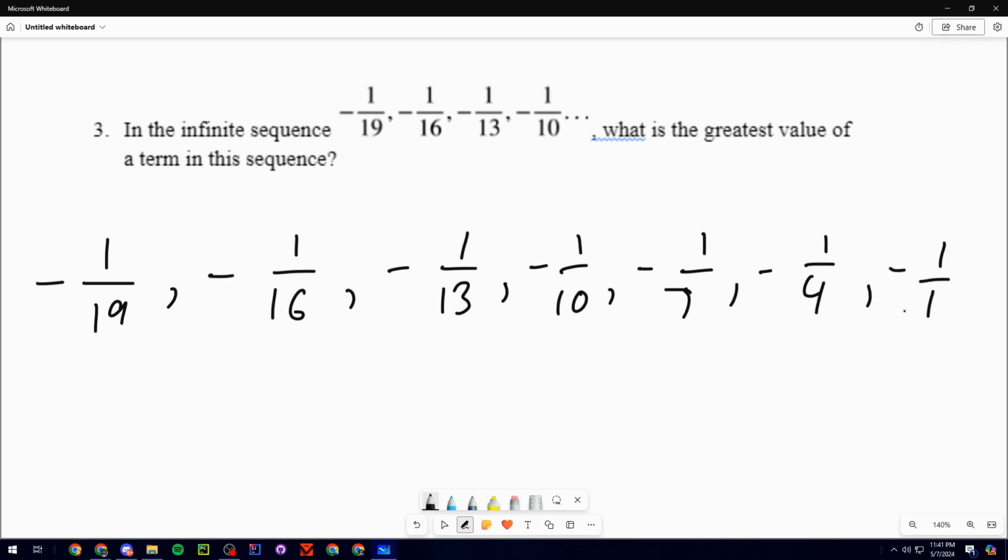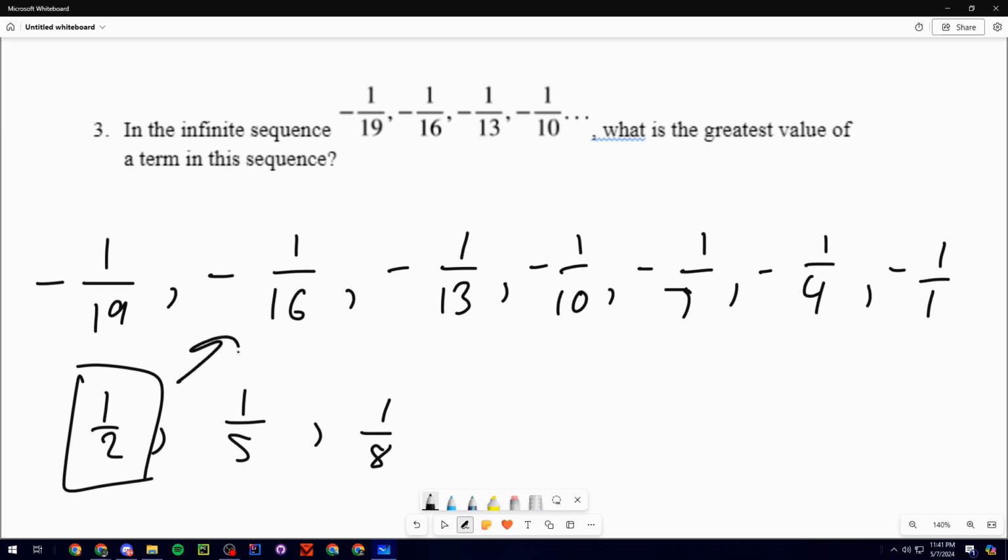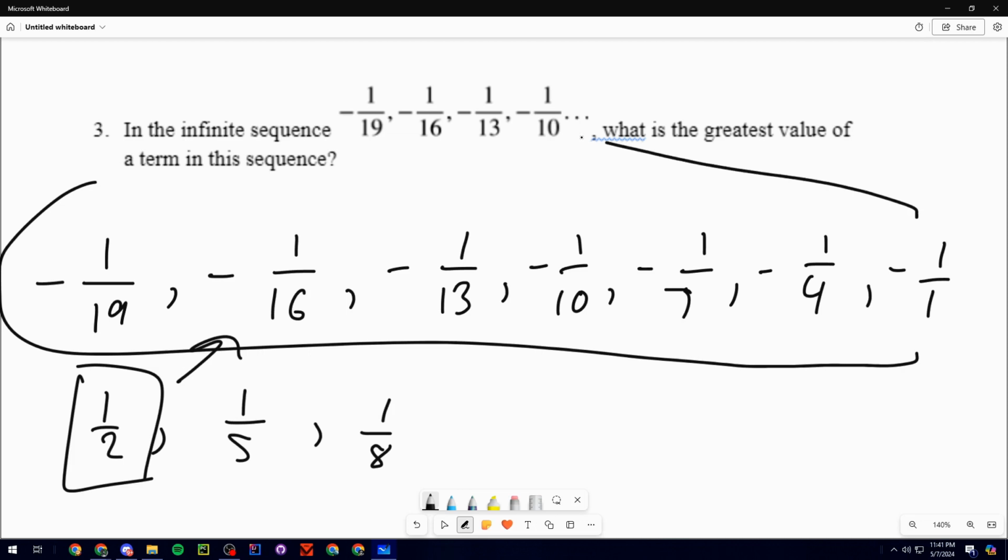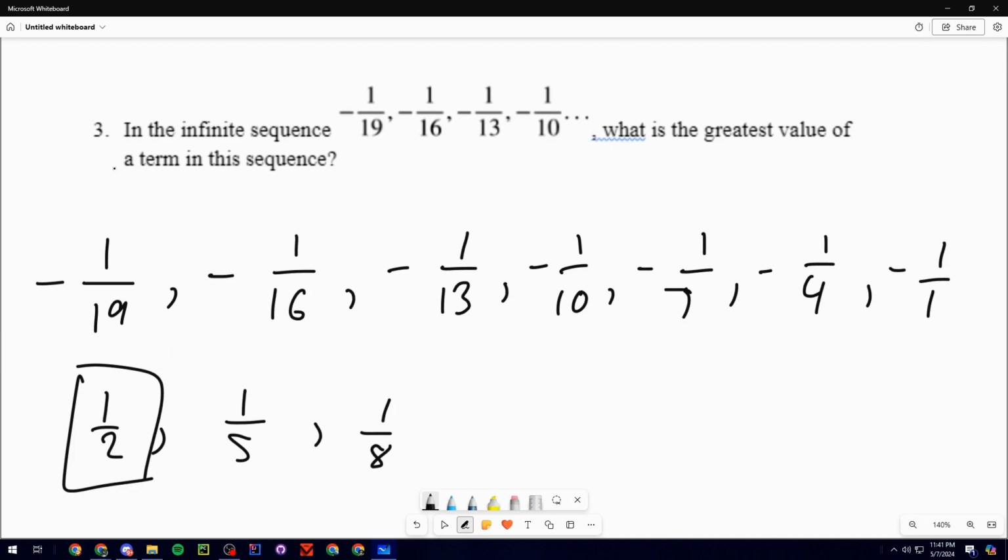Now we have negative 1. What comes after negative 1? We're just going to add 3 to the denominator like we've always been doing. So now we get positive 1/2. Now we get 1/5, 1/8. And I'm not going to draw the rest of the numbers because you should realize that this is a pretty cool number, right? A half. A half is not negative, so it's automatically greater than all of these fractions, right? Additionally, 1/2 is also bigger than 1/5 and bigger than 1/8. So that shows something pretty cool.